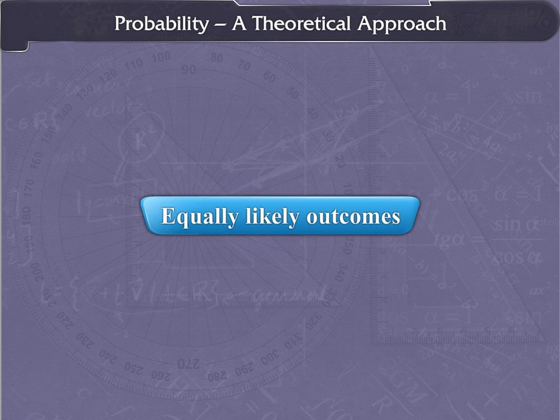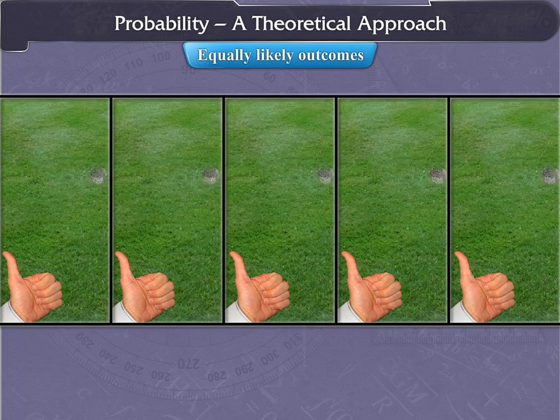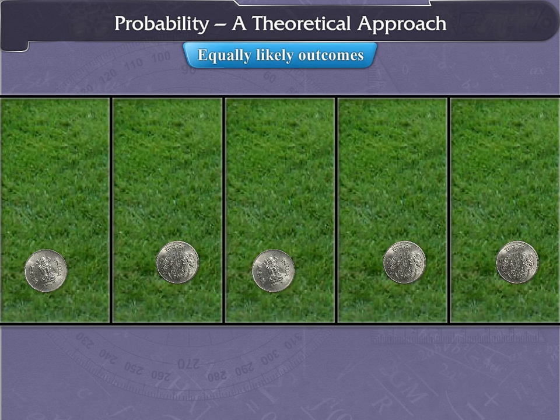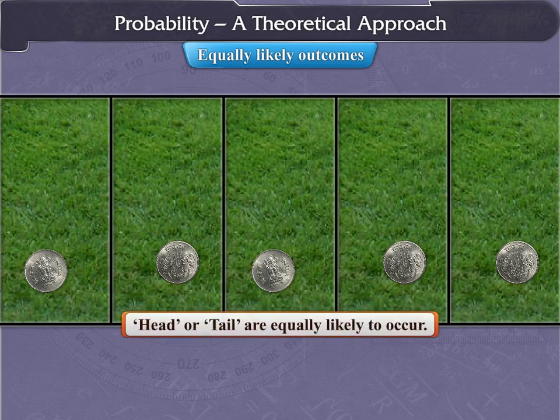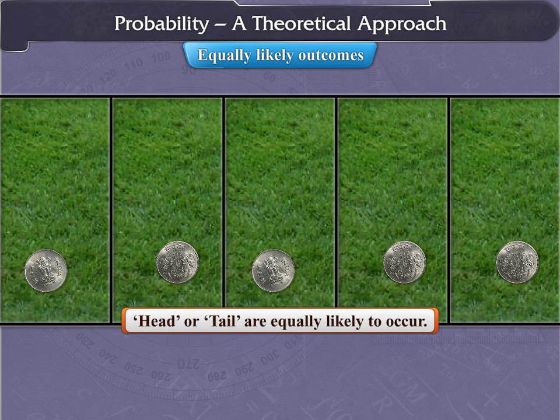Equally likely outcomes. When we toss a coin several times, we will not get head as an outcome every time or tail as an outcome every time. Head or tail are equally likely to occur.